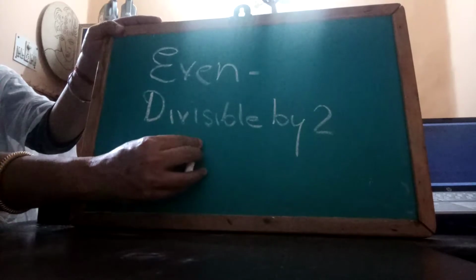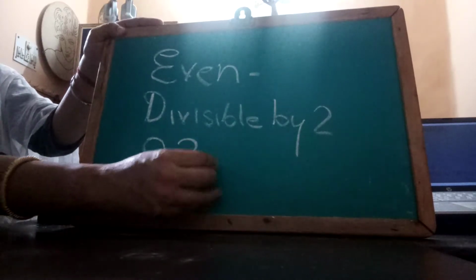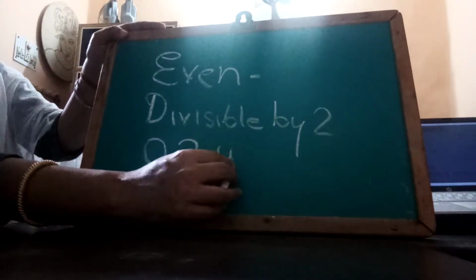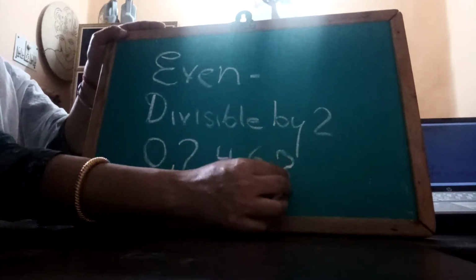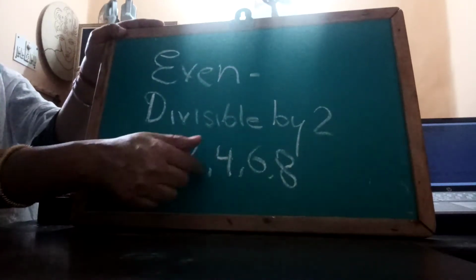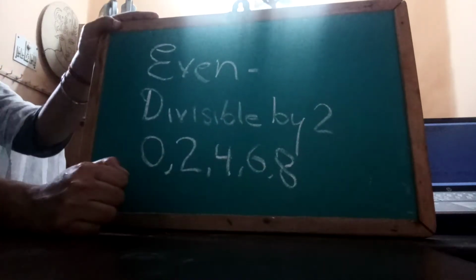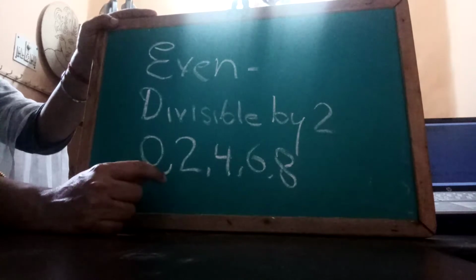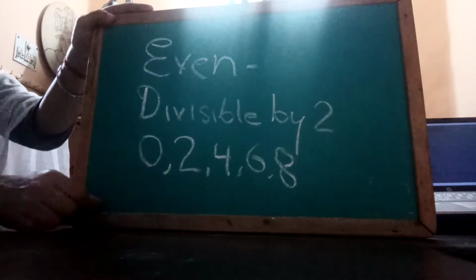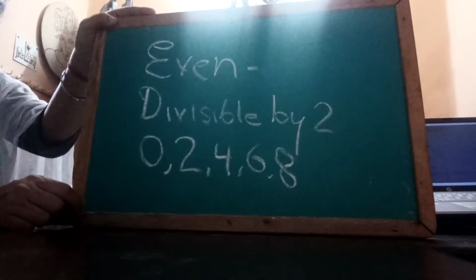2, 4, 6, 8. So these are the numbers you must remember. It should end with either of these numbers. It can end with 0, it can end with 2, it can end with 4, it can end with 6 or 8.